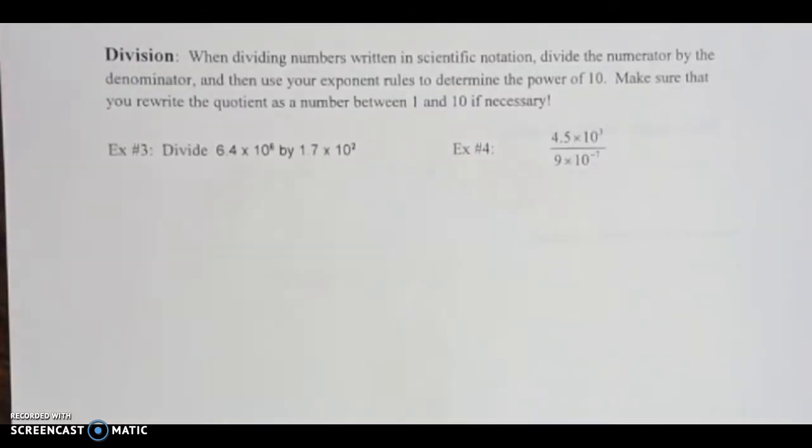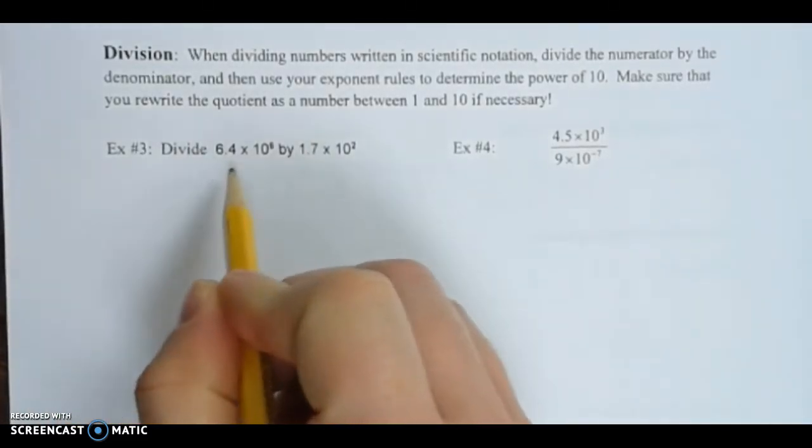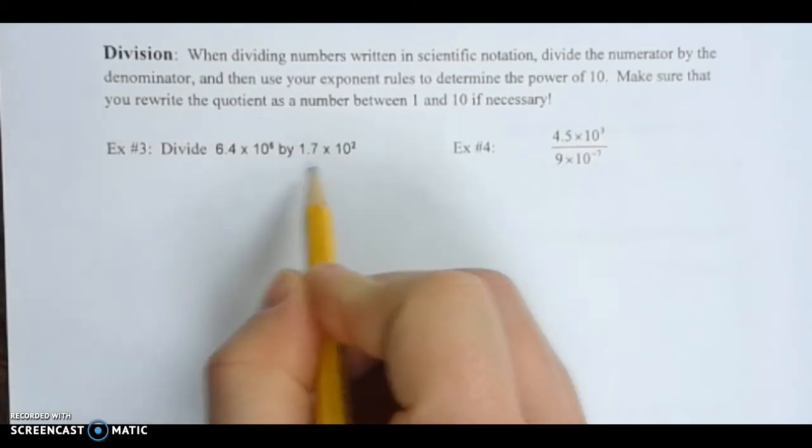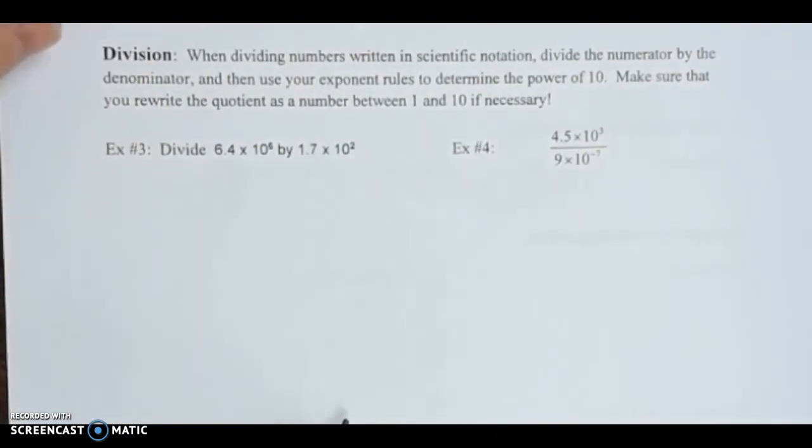Next, we're going to look at division. When dividing numbers written in scientific notation, divide the numerator by the denominator, and then use your exponent rules to determine the power of 10. Make sure that you rewrite the quotient as a number between 1 and 10 if necessary. So in the first example, I'm dividing 6 and 4/10 times 10 to the 6th by 1 and 7/10 times 10 to the second power.